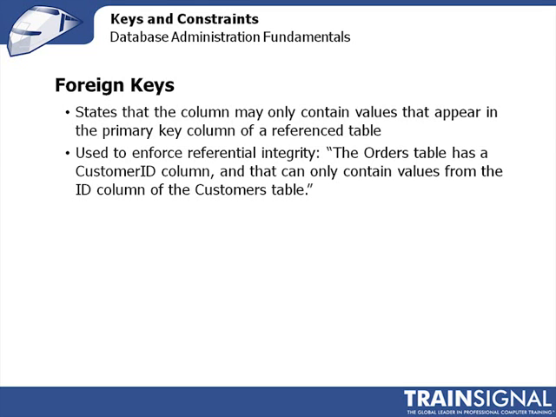A foreign key constraint states that the column may only contain values that already appear in the primary key column of a referenced table. These are used to enforce referential integrity. For example, the orders table has a customer ID column, and that can only contain values from the ID column of the customers table, thus ensuring that our orders always belong to a real customer.